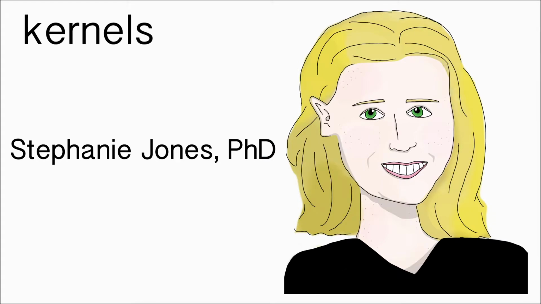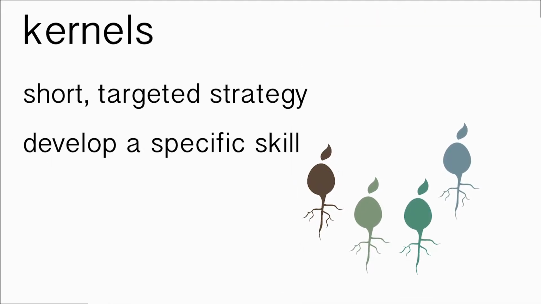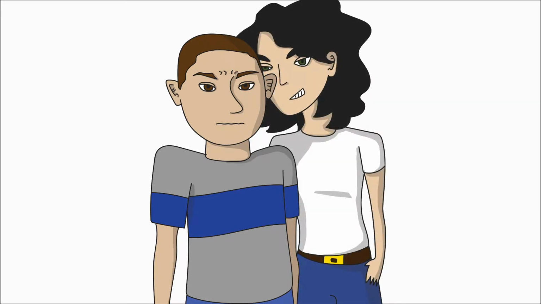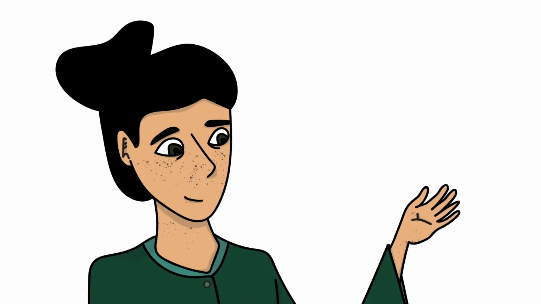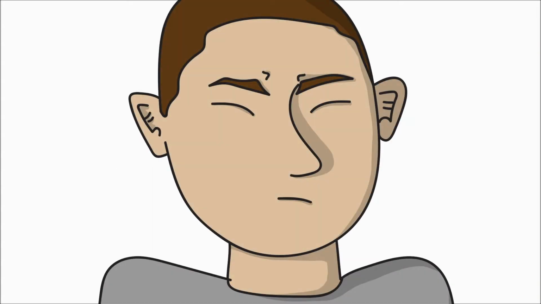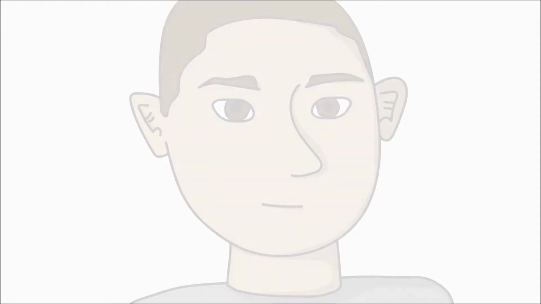A kernel is a concept that was developed by Stephanie Jones at Harvard. A kernel is a short and targeted strategy or piece of information a child can use to develop their skills. So, for example, if a child experiences difficulty managing emotions and struggles to remain calm when criticized or otherwise provoked, a provider or volunteer might offer a kernel such as, notice the physical sensations from the emotion and take deep breaths to calm those sensations. This specific strategy is the kernel planted in the child's mind that will, with nourishment from our volunteers, grow their skills and help them flourish.